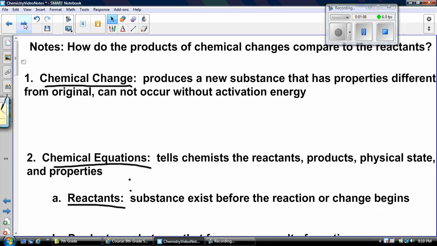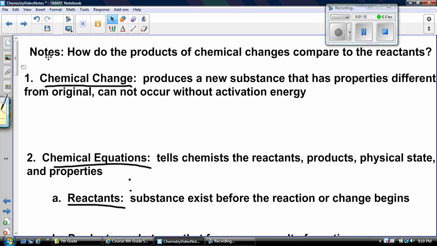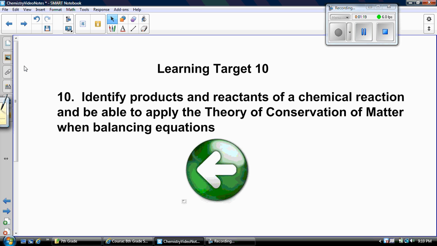section of notes. So our next section of our EQ is how do the products of chemical changes compare to the reactants? So now we're going to look at chemical changes. Remember, this goes with target 10, identify products and reactants of a chemical reaction and be able to apply the theory of conservation of matter when balancing equations.